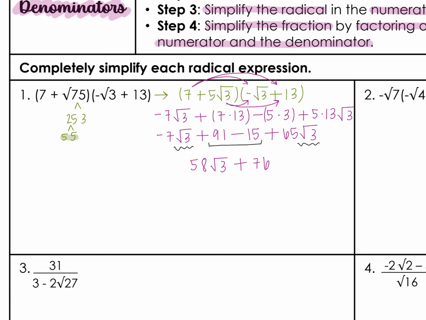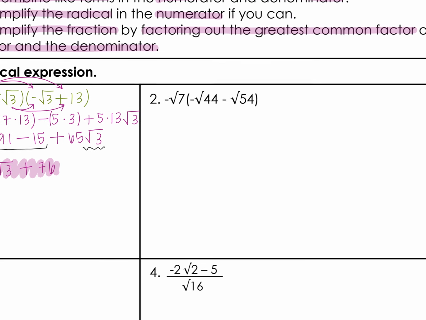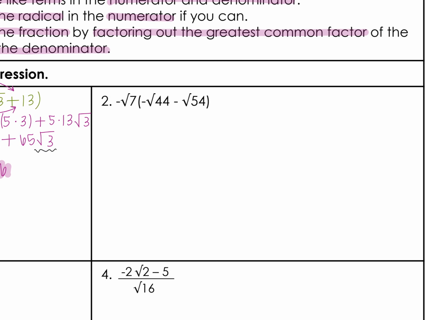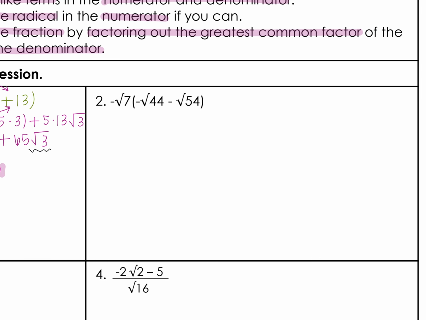Okay, so we're going to have a final answer here of 58 root 3 plus 76. All right, so moving into our second problem here, we're going to have that negative root 7 times negative root 44 minus the square root of 54.